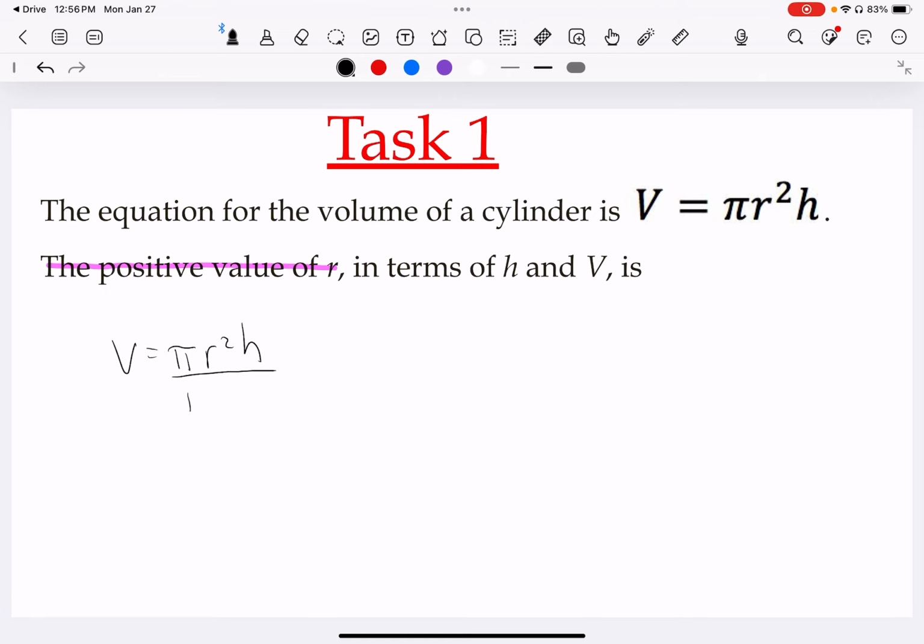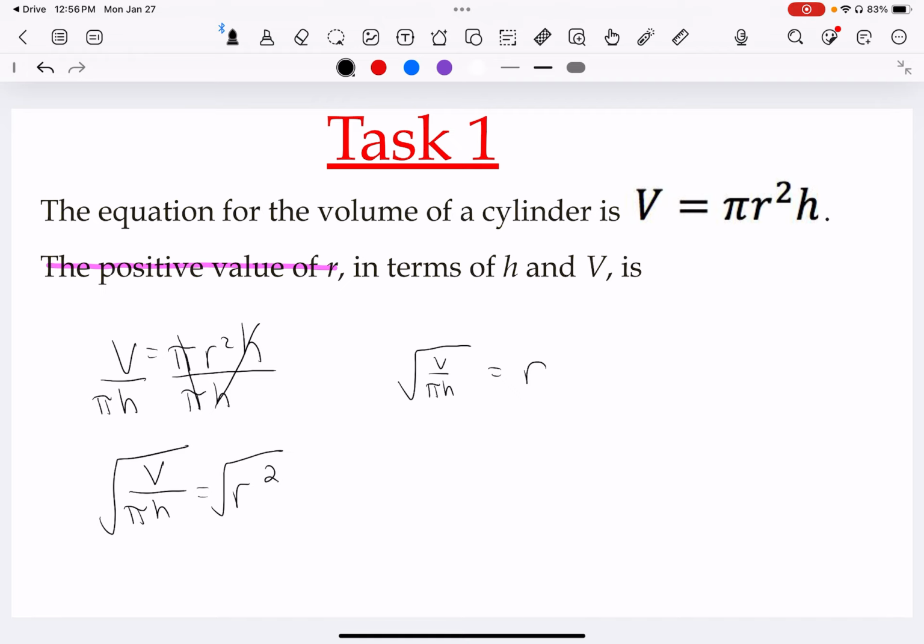To get rid of the pi and the h, since they're all being multiplied, I can just divide by pi h. So I'm left with V over pi h is equal to, here the pi's cancel out and the h's cancel out, I'm left with r squared. Now to get rid of the squared, I'm going to take the square root of both sides. And since we're only looking for the positive version, we just have the square root of V over pi h is equal to r.